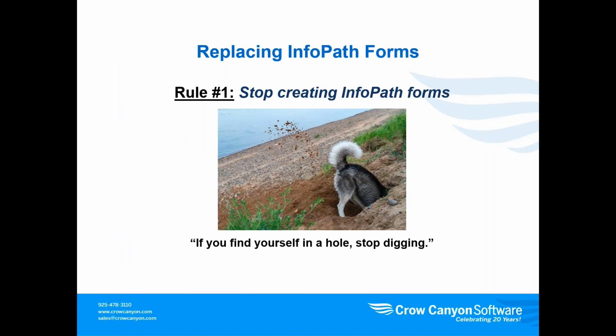So the first thing about replacing InfoPath forms is pretty straightforward: stop creating new ones. It sounds easier to do than it is, maybe, but really you shouldn't dig yourself any deeper into the InfoPath world. It's time to stop doing that. I actually talked to people a few weeks ago, and they said, oh yeah, we're still creating InfoPath forms. I'm like, why? Don't do that, because you're just going to make your migration that much more difficult in the future. So I'd say put that as rule number one.